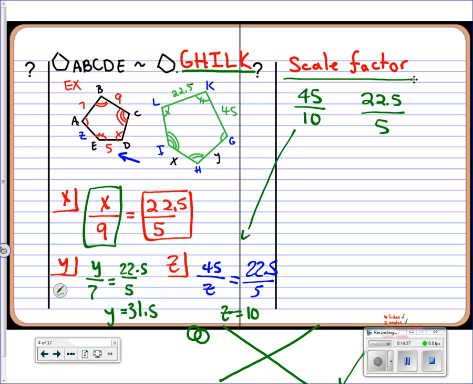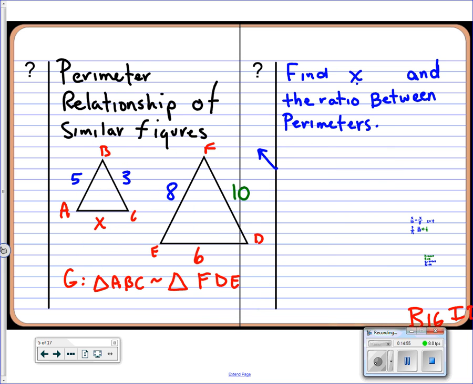Now I need to make sure that they're reduced. And in every single case, once I reduce it, it should end up being 9/2. Okay. Now again, we'll talk about this a little bit more. Like, should it be 9/2 or 2/9? And it depends on if the shape is getting larger or smaller.